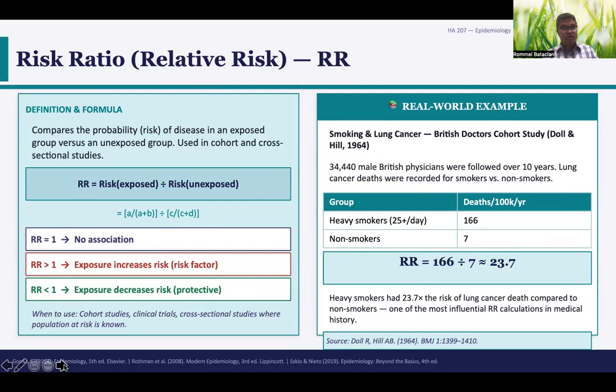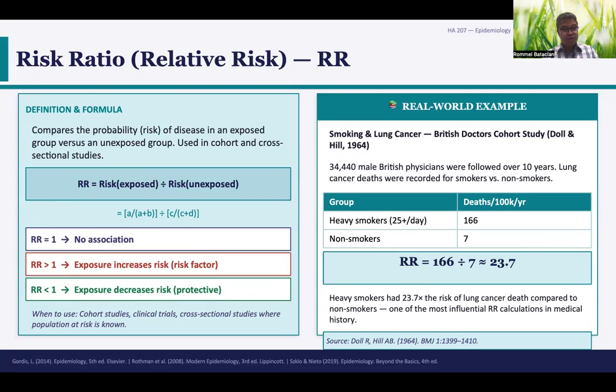So let's start with the risk ratio, or the relative risk. It is the most intuitive measure of association, and it answers the question: how many times more likely are exposed people to develop the disease compared to those that are not exposed? The formula divides the risk in the exposed group by the risk in the unexposed group. The risk in each group is simply the number who got the disease divided by the total number in that group.